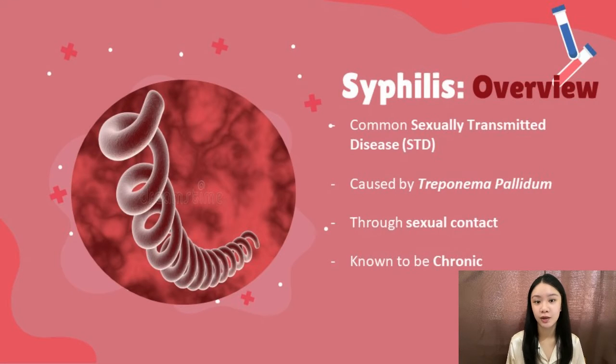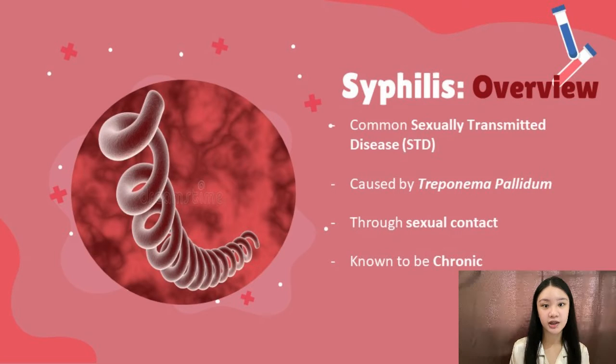Before going to an in-depth discussion, let's first have an overview of this disease. Syphilis is one of the most common sexually transmitted diseases from a bacterial infection. It is caused by a bacterium called Treponema pallidum. This disease is acquired through direct contact, and it is known to be chronic, since its clinical manifestations can be experienced by a person for a long time.